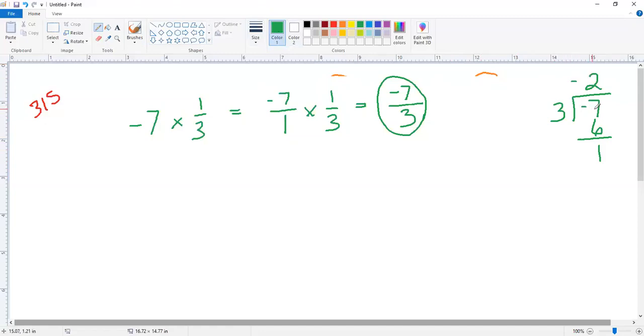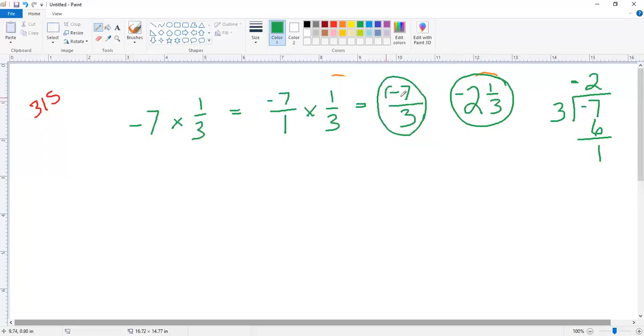So 3 goes into -7 and -2 times, because -2 times +3 equals -6. -7 minus -6 is -1. So we're going to do -2 and 1/3. And I know that was kind of confusing.